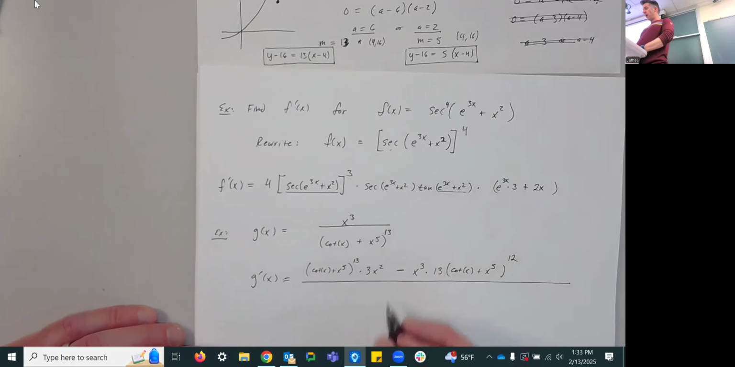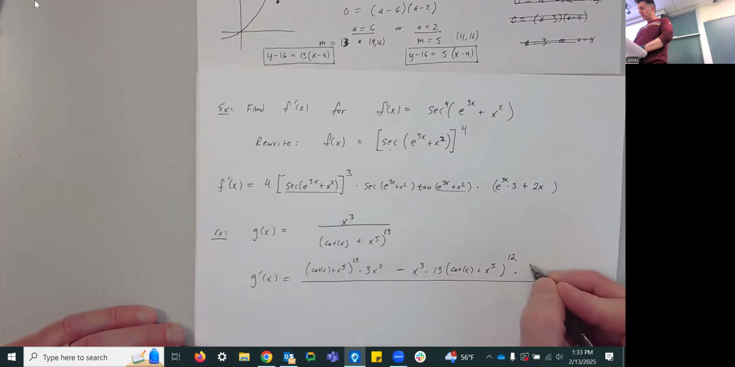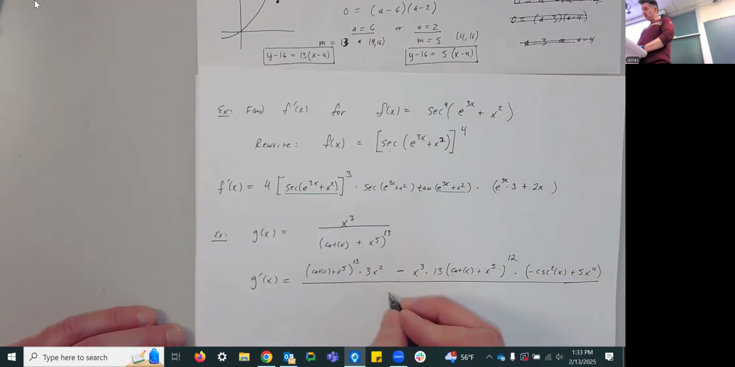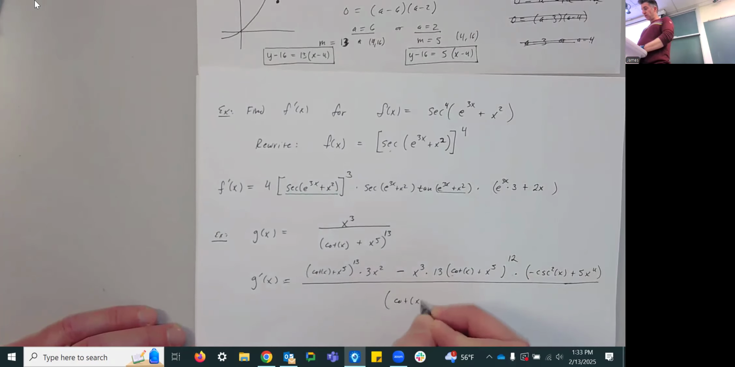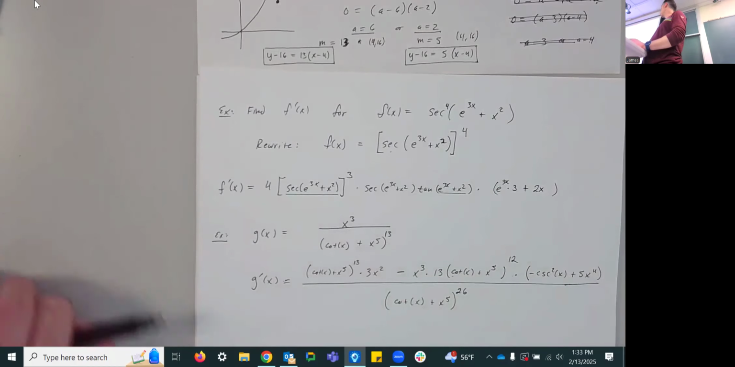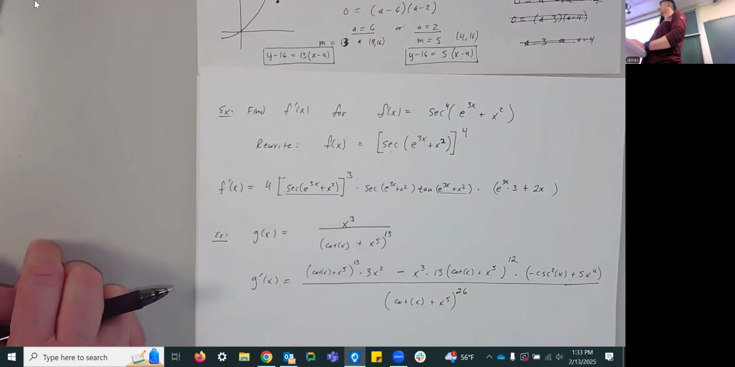But then after that, we have to multiply by the derivative of that inside stuff, which is exactly negative cosecant squared of x plus 5x to the 4th. Divided by the denominator squared, so it's going to be cotangent of x plus x to the 5th raised to the 26th power. Should not simplify this unless you were asked to.